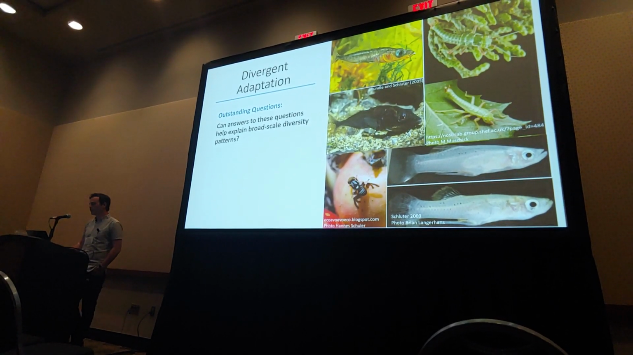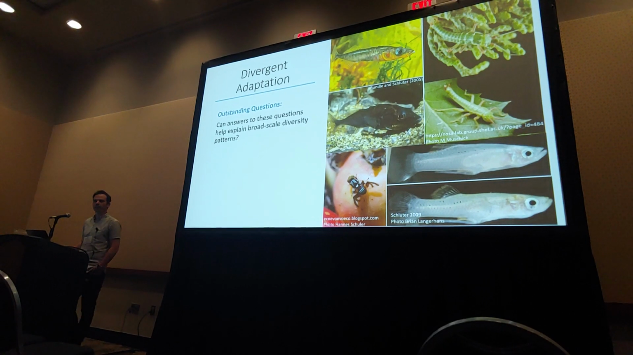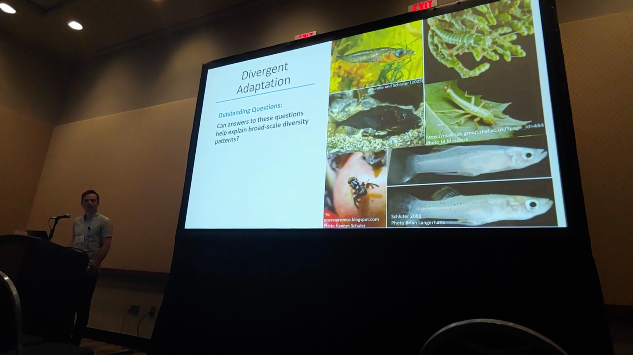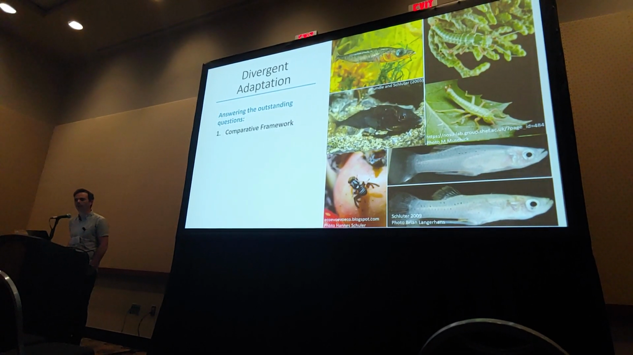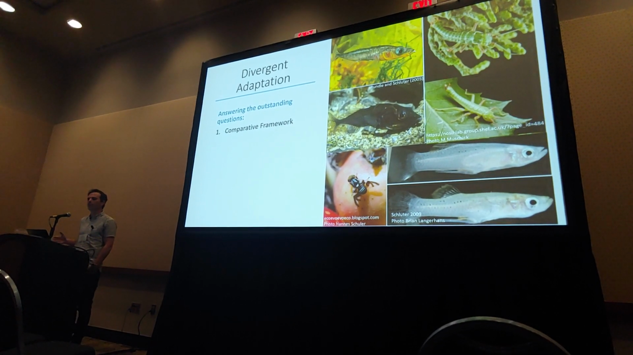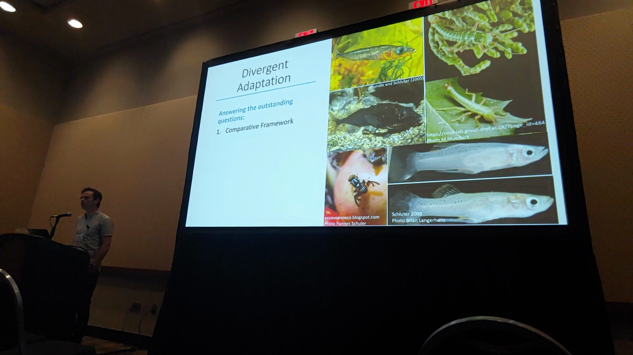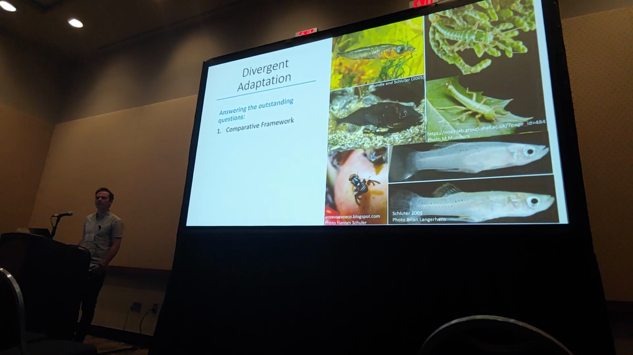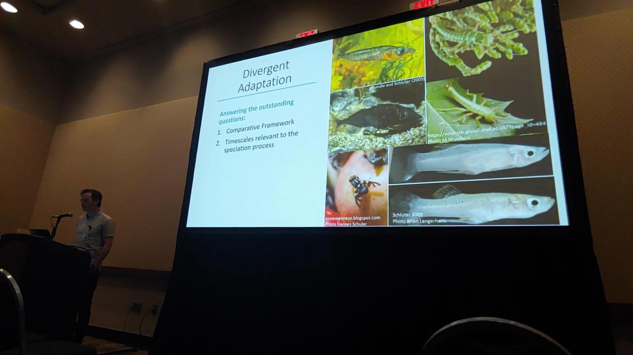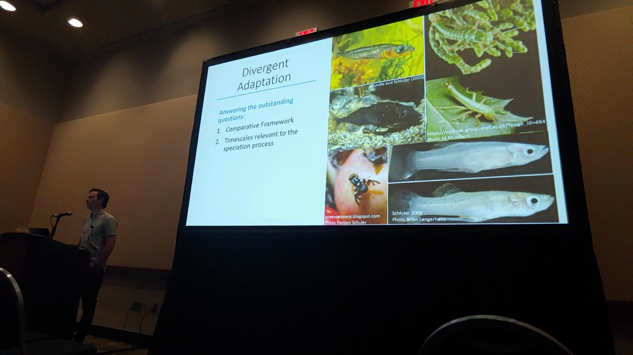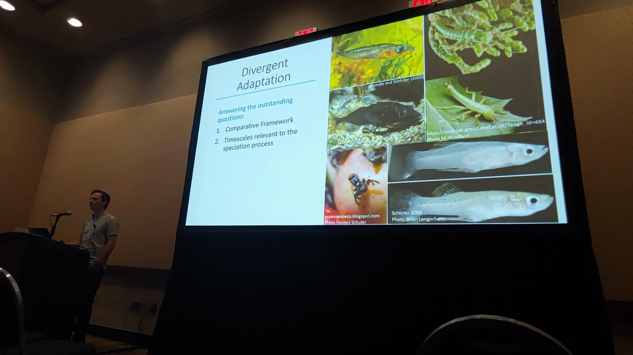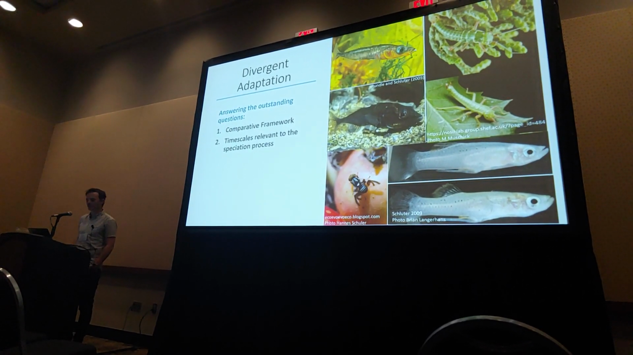But in order to answer any of these questions, we have to move beyond the careful study of some model systems. And what we really need is to look at it through a comparative framework. We need to look at how the process occurs over many pairs of taxa, so many sister species, and ideally over some longer timescales. So we're not just looking at incipient speciation anymore, but we want to see timescales relevant to speciation. What I mean by that is timescales that would produce what we would likely call full species today.